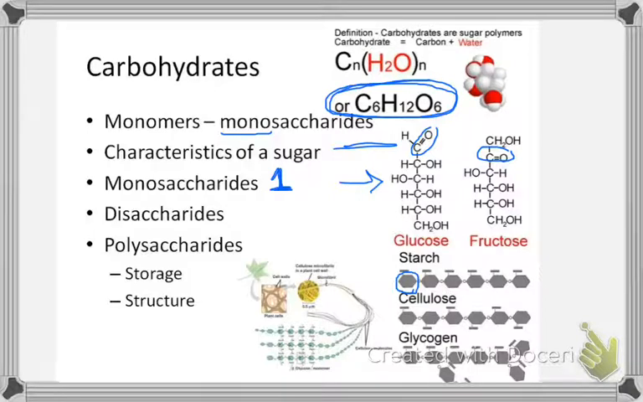Disaccharides, di is going to mean 2. These are going to be things like maltose, lactose, and sucrose. Maltose is 2 glucoses combined. Lactose is glucose plus galactose. It's found in milk. And then glucose and fructose is sucrose, and that's table sugar.